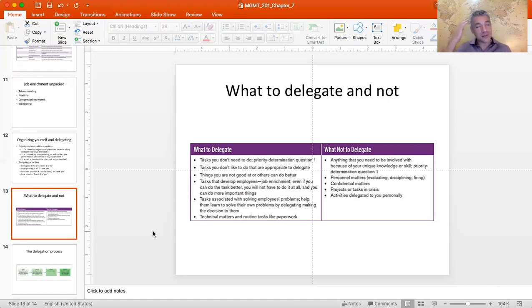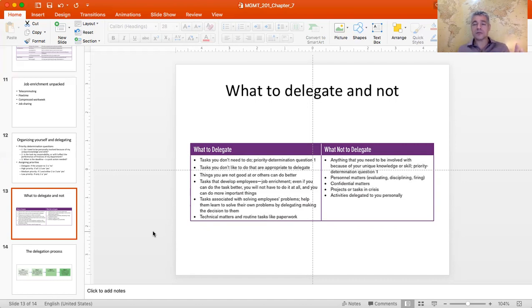So unless it's critical, unless it's urgent, give people an opportunity to develop themselves, to become more valuable players within your organization, and they will appreciate you. They will commit more. They will start working better and faster and more proficiently as a result. So treat it as an investment in your employees. Obviously, all the technical matters and routine tasks like paperwork, you don't want to be spending time doing yourself.